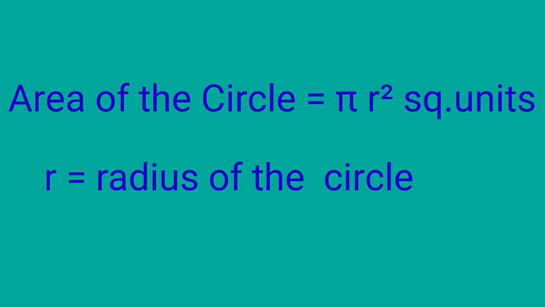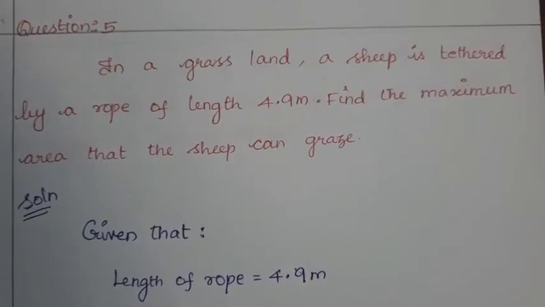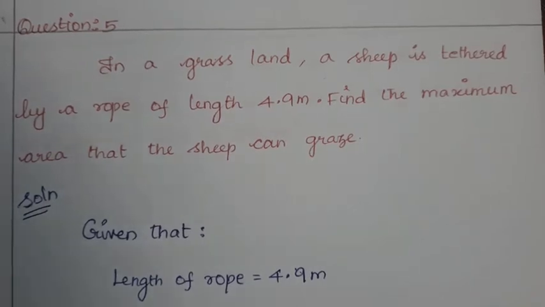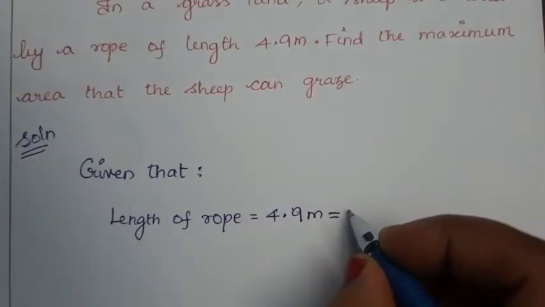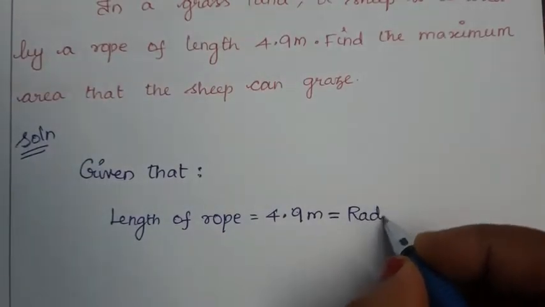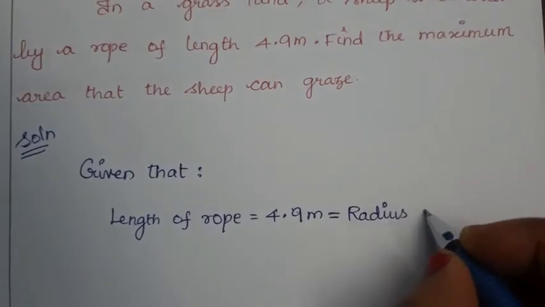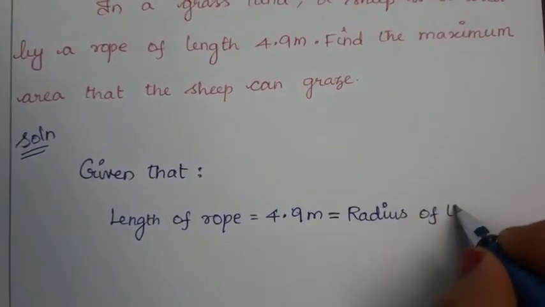Now let us start the new exercise 2.2. Question number 5. In a grassland, a sheep is tethered by a rope of length 4.9 meter. Find the maximum area that the sheep can graze. Here in this question, it is given that the length of the rope is equal to 4.9 meter, which is equal to the radius of the grassland.